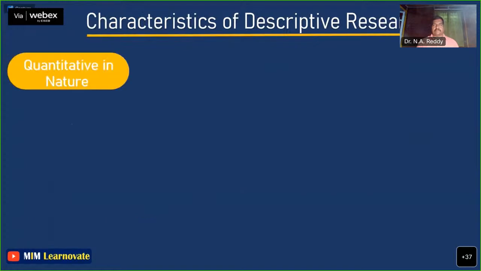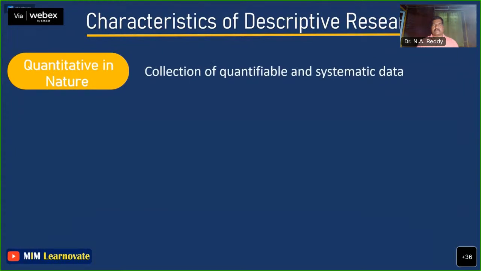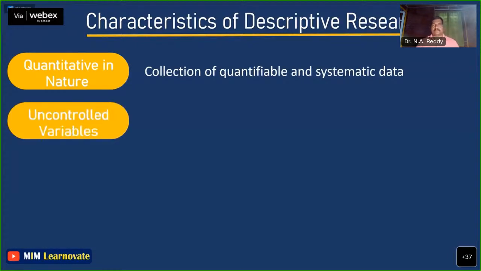Characteristics of descriptive research. Quantitative in nature. Descriptive research involves the collection of quantifiable and systematic data that can be used for the statistical analysis of the research problem. Uncontrolled variables. One of the most prominent characteristics of descriptive research is that, unlike in experimental research, the variables are not controlled or manipulated. Instead, they are simply identified, observed, and measured.